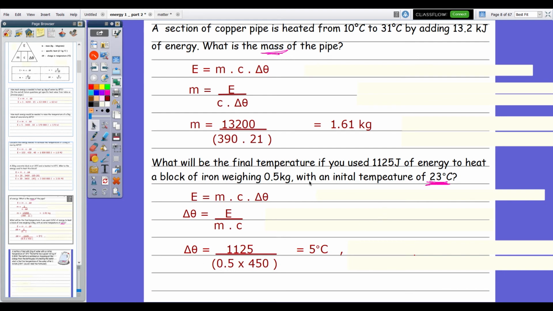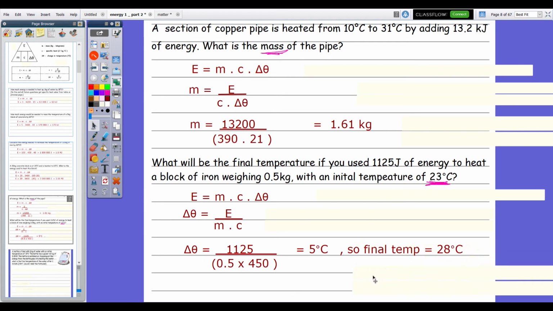No, because we want to find the final temperature, and we've been heating it, and it started at 23 degrees. So the final temperature is 23 plus 5, because this means a 5-degree increase in temperature.